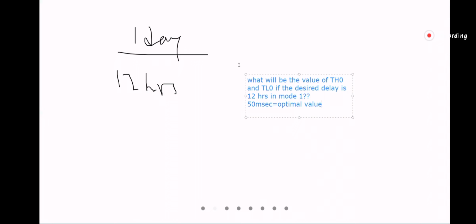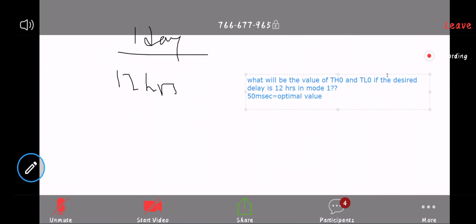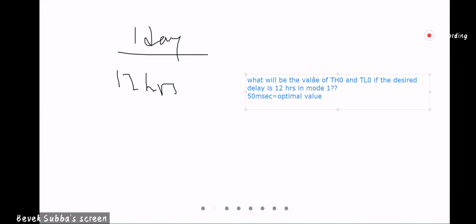Who will give me this answer? Did you understand the question? Am I clear to you? Am I clear to you or not? Yes, sir. What will be the value? You calculate this and post the answer in your forum.